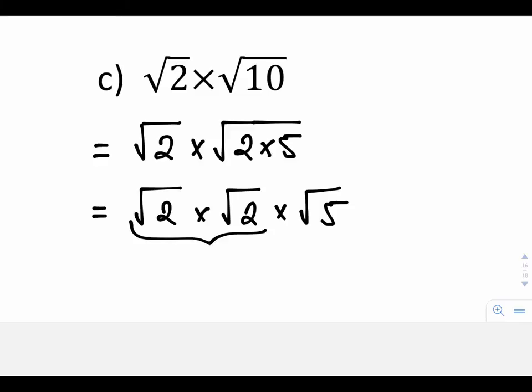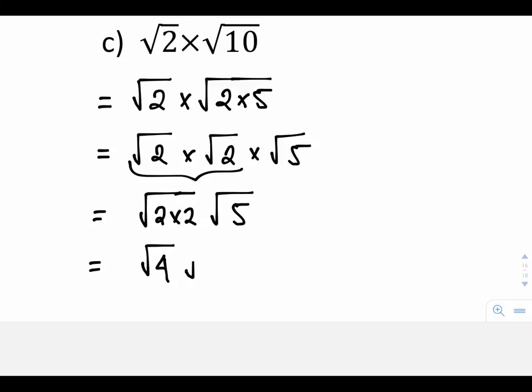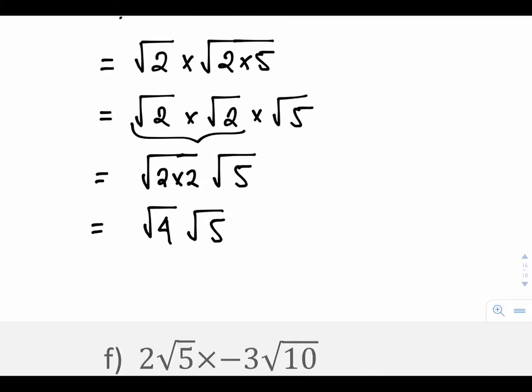Well, I'll go back a step just so you can see what it results in. If I combine it together, I get the square root of 2 times 2, and that's times the square root of 5 again. I'm going to drop out that middle one. And the square root of 2 times 2 is the square root of 4, root 5. And now we have the 4 as a perfect square factor, which gives me 2 root 5.